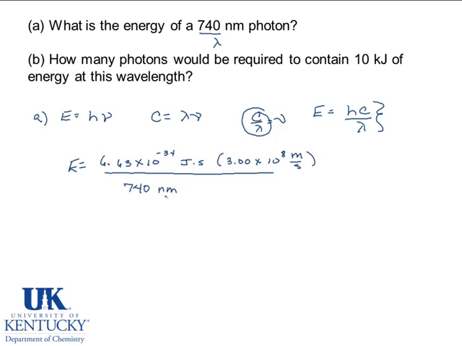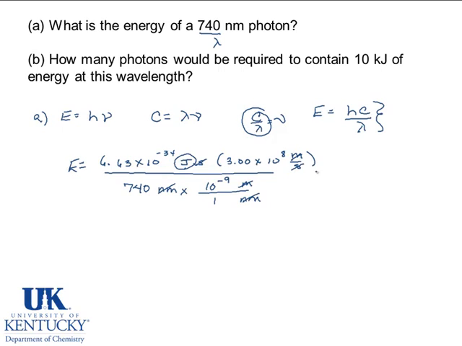Now, where students make mistakes is they don't look at their units. They just blindly plug these numbers in and never write down the units. As we cancel units, the seconds will cancel with the seconds, but this meter will not cancel with the nanometer, so we know we have to convert the nanometers to meters. So 10 to the minus 9 meters equals 1 nanometer. Now the nanometers are canceling, the meters are canceling, and we're left with the unit of joule, which is a good unit for energy.